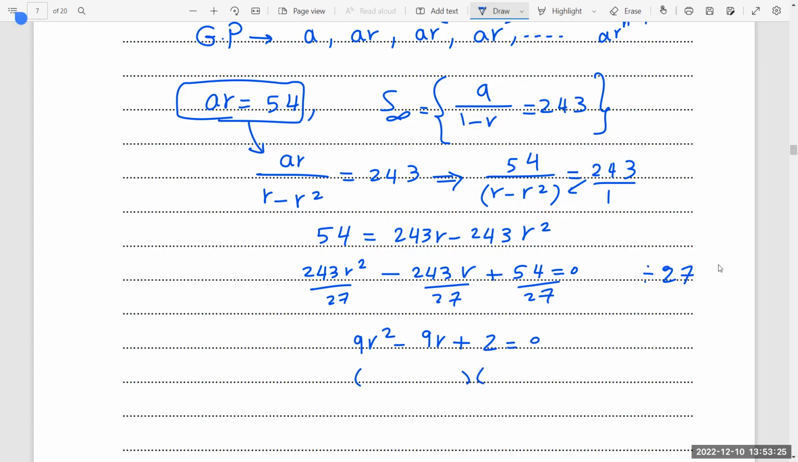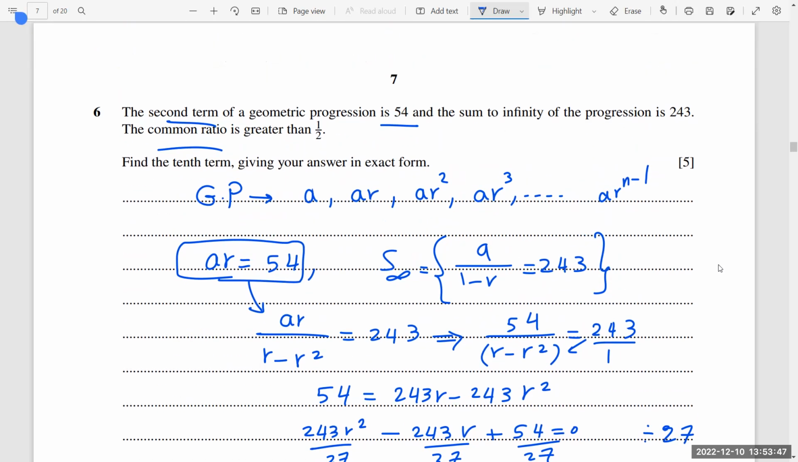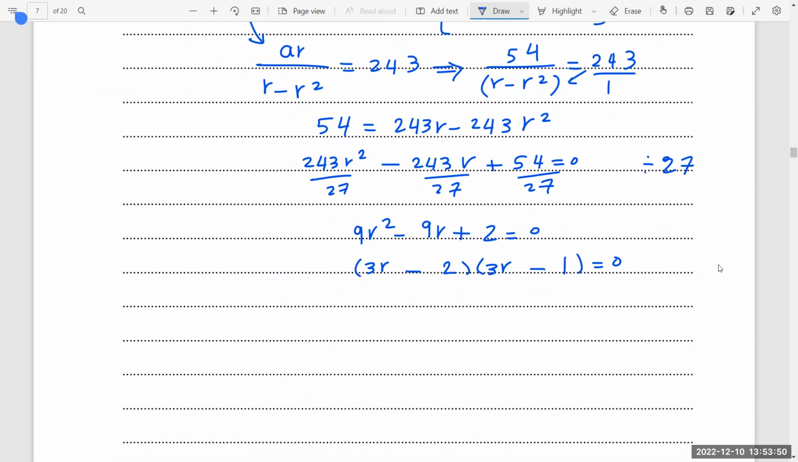And by factorization, you get the answer. The 9r squared, 3r times 3r. And the 2, just 2 times 1. I need the middle term to be negative 9. I have now negative 6r and negative 3r. Now the r is, I have a condition over the value of r, the common ratio greater than half. So I get here 1/3 from this. The r here is 1/3, which is less than half. This is rejected now.